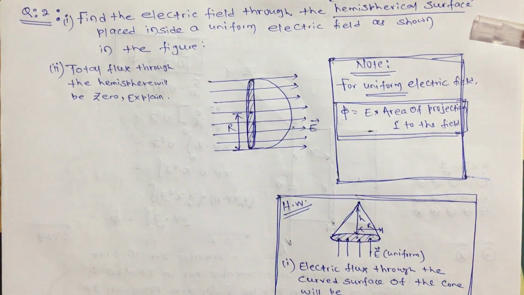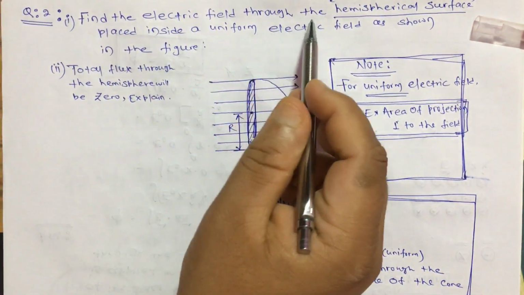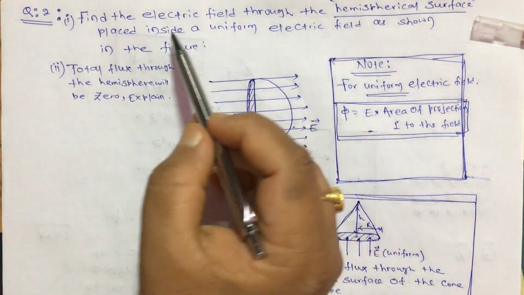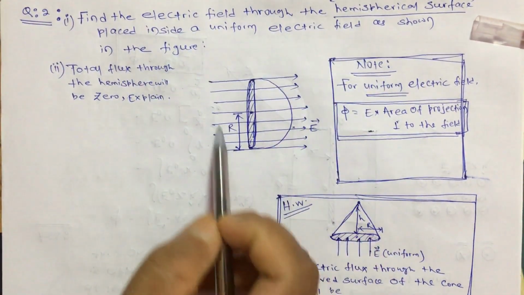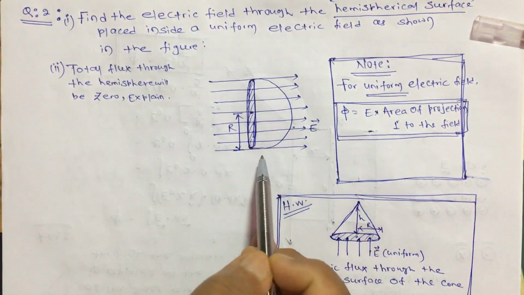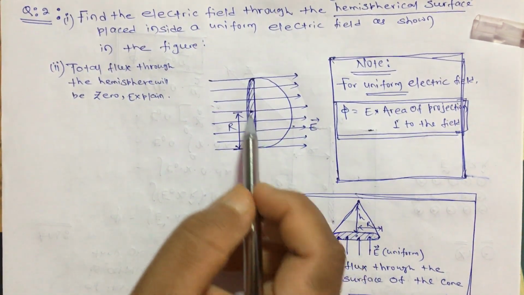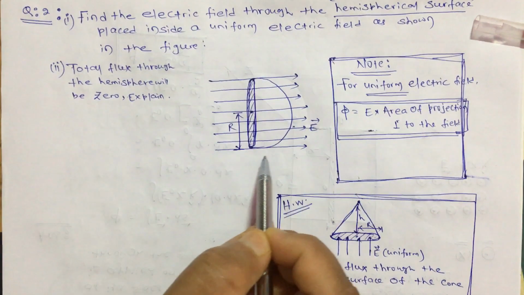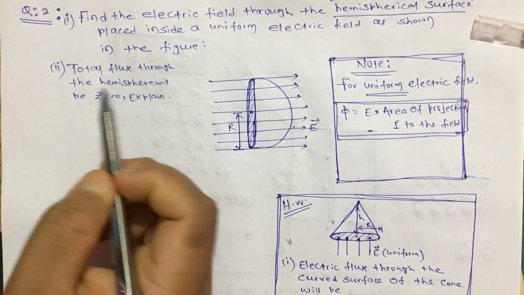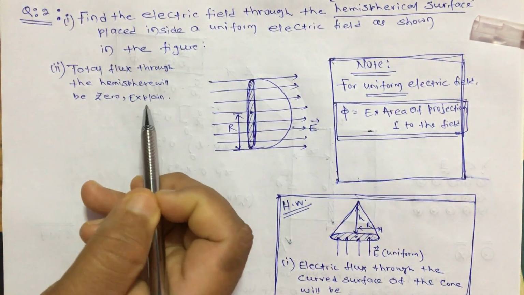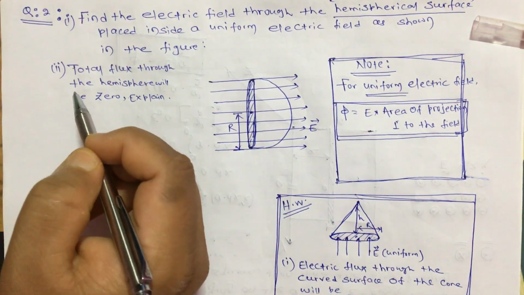Now, this is our next question. First, it is given that we have to find the electric flux through the hemispherical surface placed in a uniform electric field as shown in the figure. Okay, a hemisphere is given. We have to find the electric flux through the hemispherical surface, through this surface only. And the second part is, show that the total flux through the hemisphere will be 0. Explain. First, let us solve this part, because this is a very easy one.